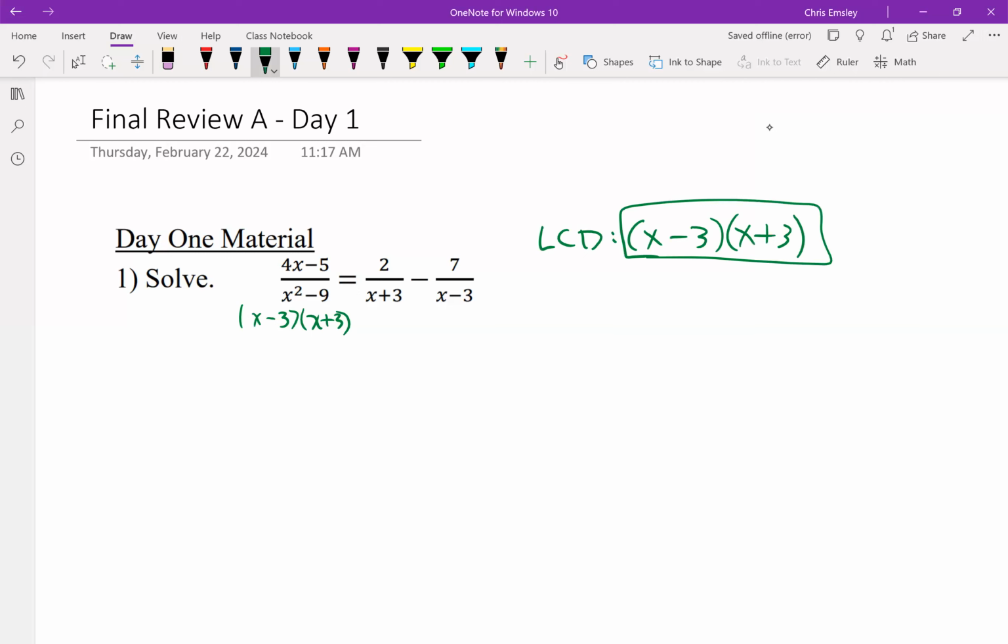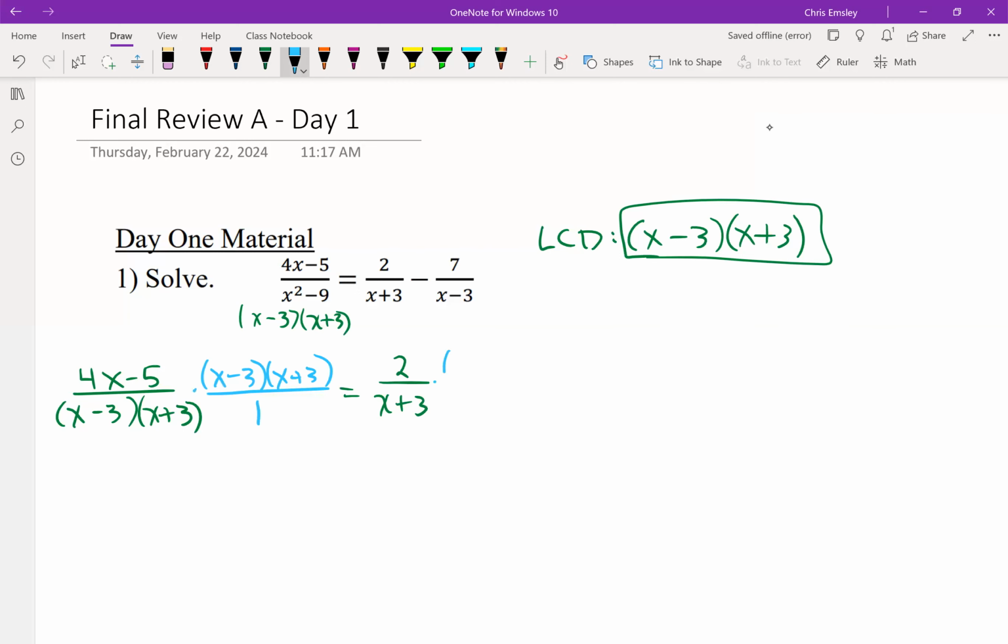I'm not building common denominators. I am canceling denominators. So I'm going to write this out nice and long so you can see exactly what I'm doing. Here's my first fraction with a factored denominator, and I'm going to multiply that by x minus 3, x plus 3. And you can think of that as multiplying by that over 1, because that's a whole number. That's not a fraction. Then my second fraction is 2 over x plus 3, and I also have to multiply that by that common denominator.